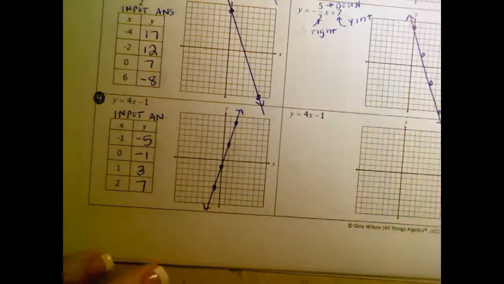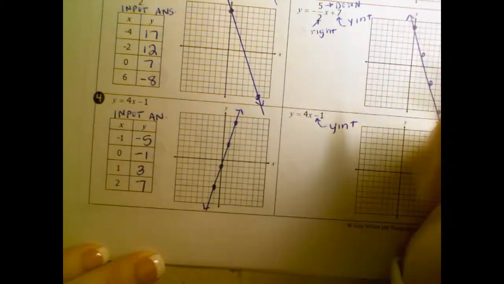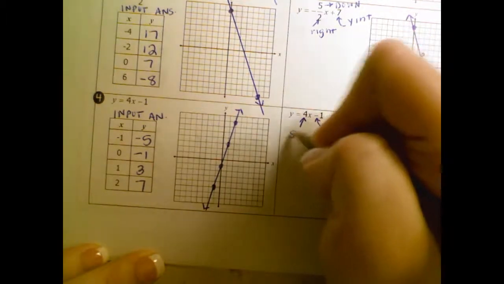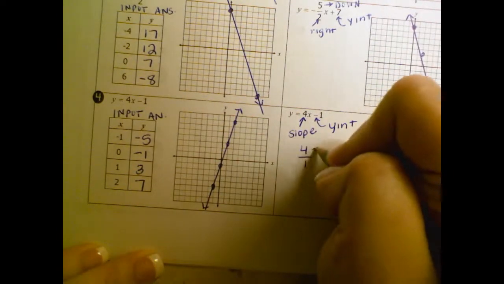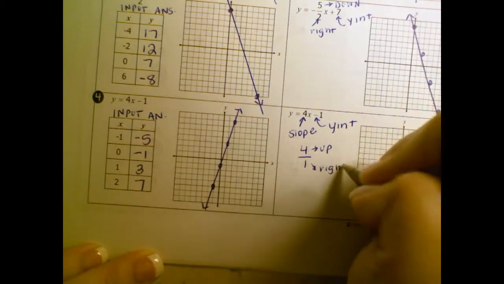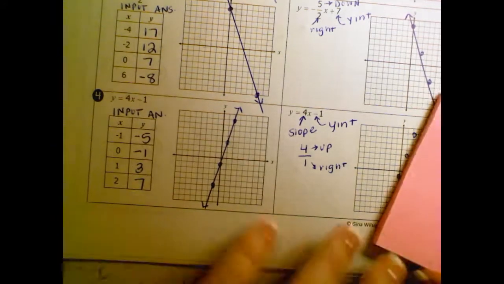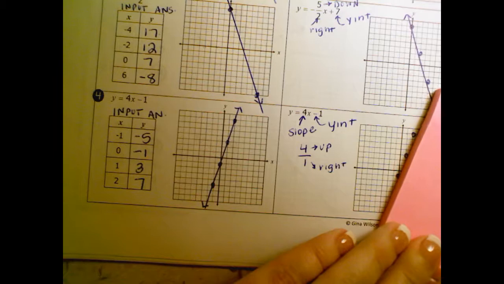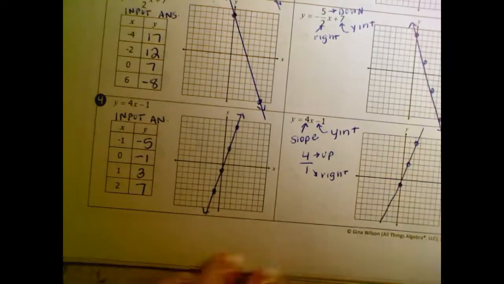And then graphing it on this one, starting with my y-intercept, negative 1, my slope tells me I go up 4, to the right 1. Starting at negative 1, up 4, right 1, connect. Same graph.